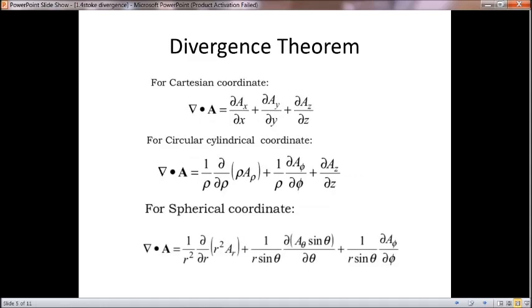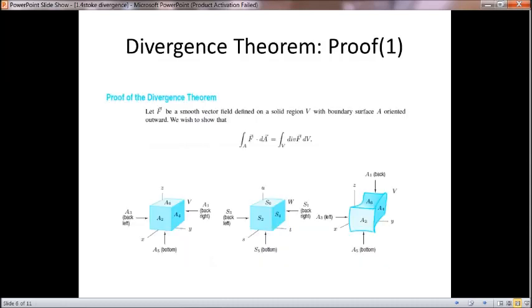So this is the divergence in different coordinate systems, that is Cartesian, cylindrical and spherical coordinate system. We have already seen the definition of divergence. Then the proof of divergence theorem. To get the proof of divergence theorem, we have to consider a cuboid, and over that we have to consider one vector working over there.